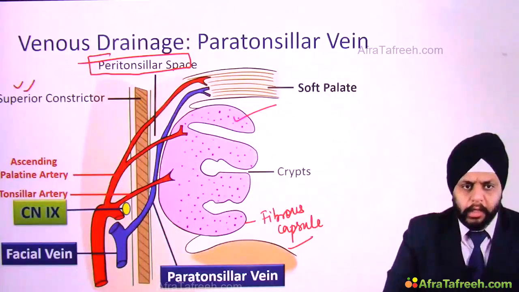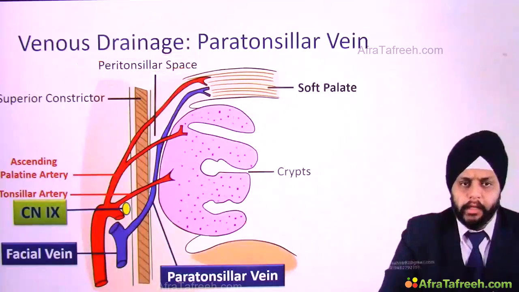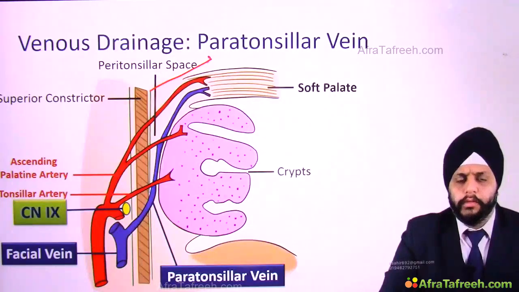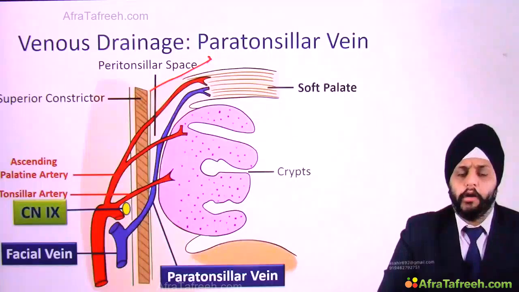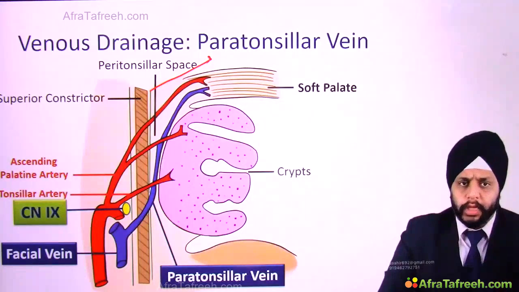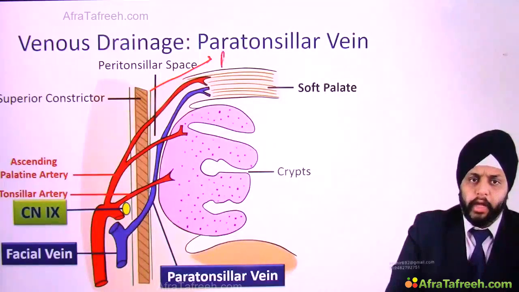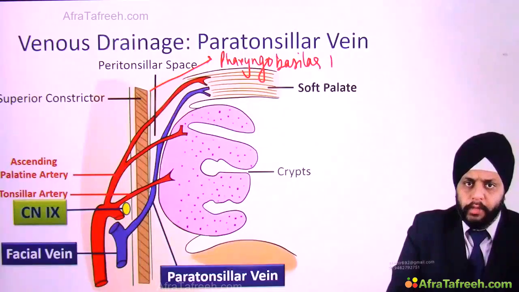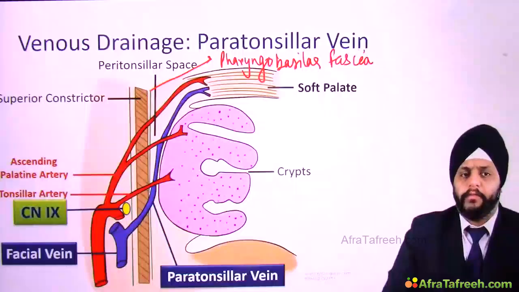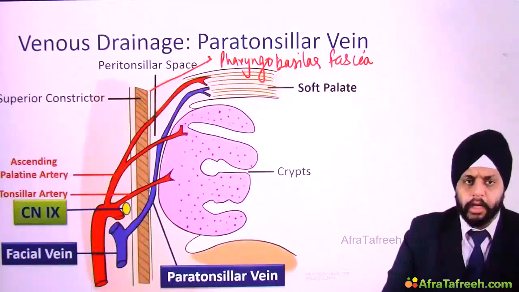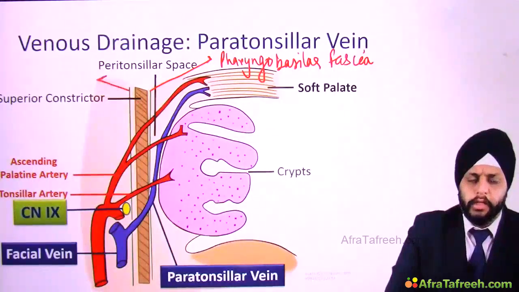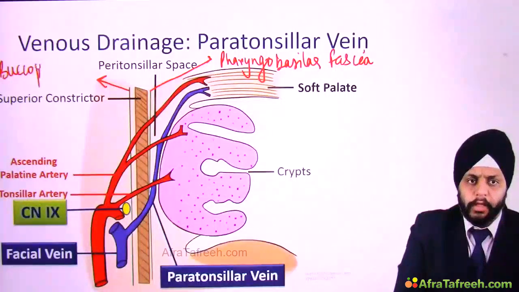Now, please notice one thing: around the superior constrictor muscle, on both sides there are 2 fasciae. Remember the wall of the pharynx, 4 layers. First layer is mucosa. The second layer is the fascia. Which fascia? We have the pharyngobasilar fascia. Then there is the superior constrictor muscle, the muscular layer. And then there is another fascia over here. Which is this fascia? This is your buccopharyngeal fascia.